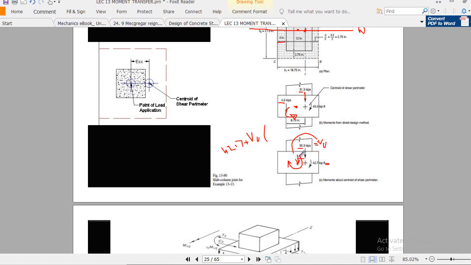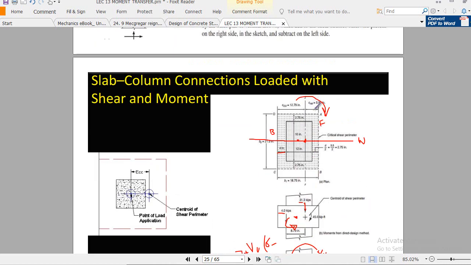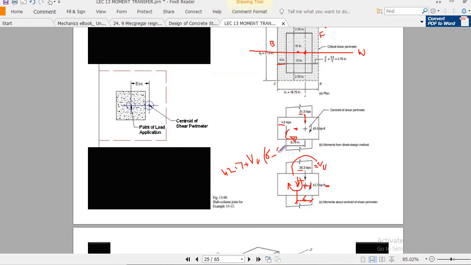Okay, so how to determine this G? This G can be determined because we know this is half of the column, which is 6 inch. So 6 minus this distance, which you already know is CAB, this one CAB. So you just need to subtract that CAB. Okay, CAB, you got this net moment.